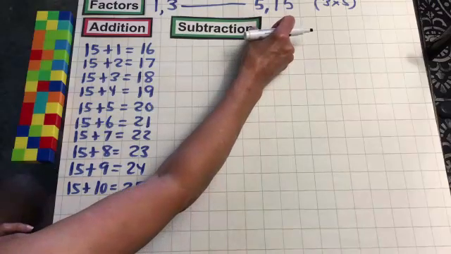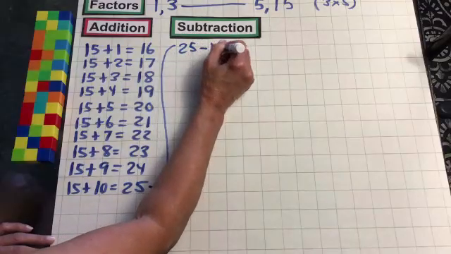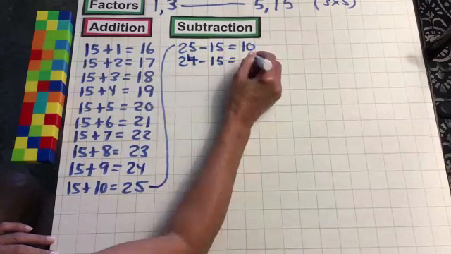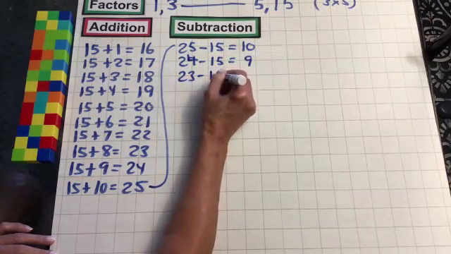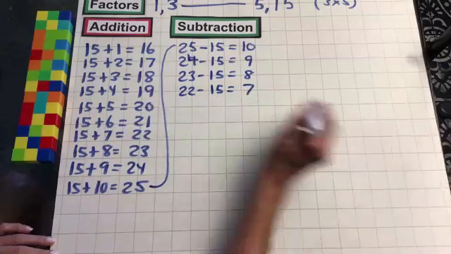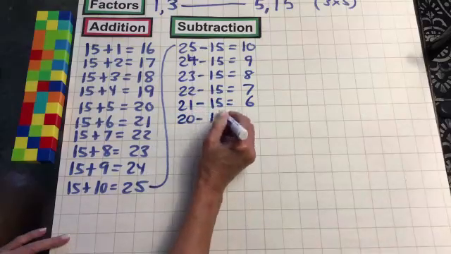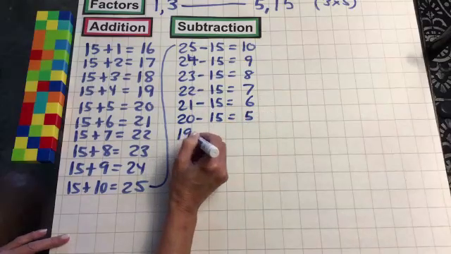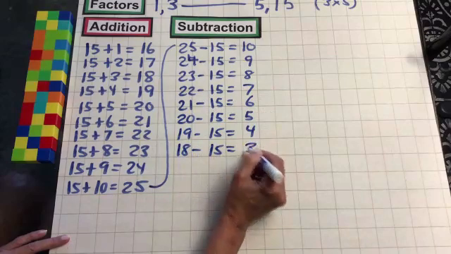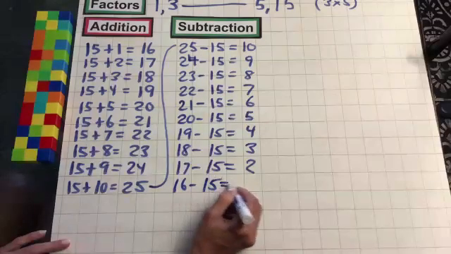All right, let's do our subtraction, which is addition backwards. So we're going to start with 25 here. 25 minus 15 equals 10. 24 minus 15 equals 9. 23 minus 15 equals 8. 22 minus 15 equals 7. 21 minus 15 equals 6. 20 minus 15 equals 5. 19 minus 15 equals 4. 18 minus 15 equals 3. 17 minus 15 equals 2. And 16 minus 15 equals 1.